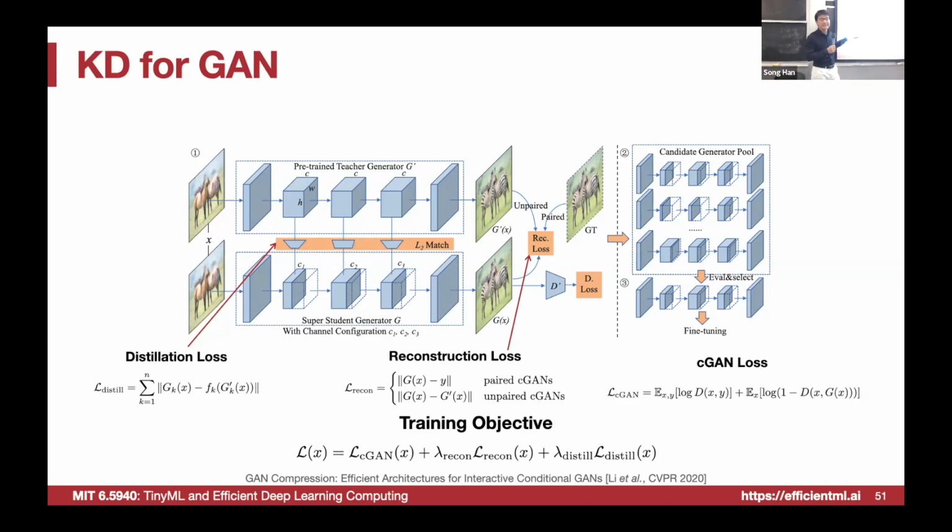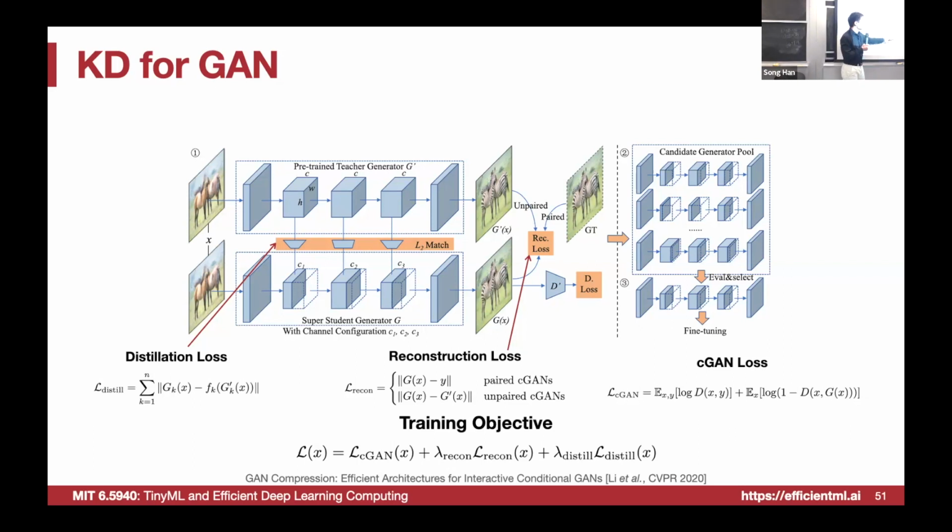We have the normal distillation loss like before, for the teacher and the student at different layers. We use a one-by-one convolution to do the projection to match the dimension of the intermediate feature map. And here we also have a reconstruction loss. For the paired conditional GAN, we can use the ground truth to supervise the generated image, for example turning a horse into a zebra. This is the ground truth of the zebra.